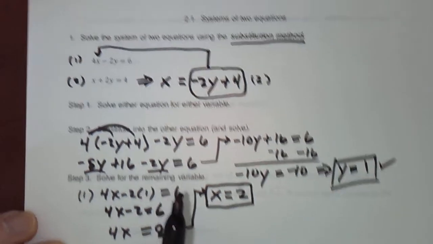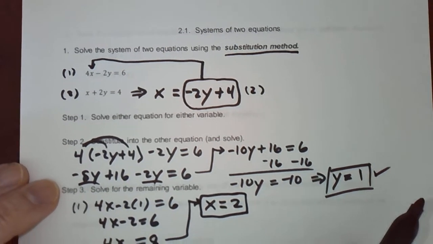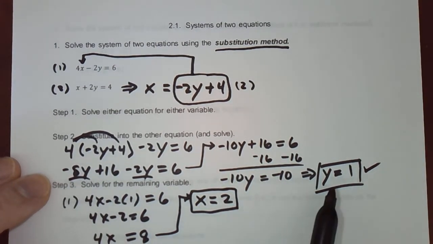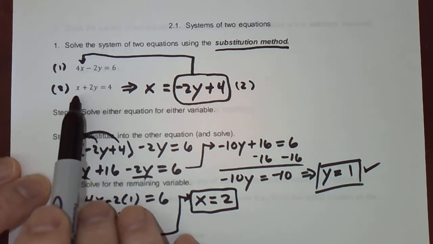But we could at least go back to equation number 2 and in our minds figure out if it looks correct. If x is a 2 and y is a 1, does this equation work out?